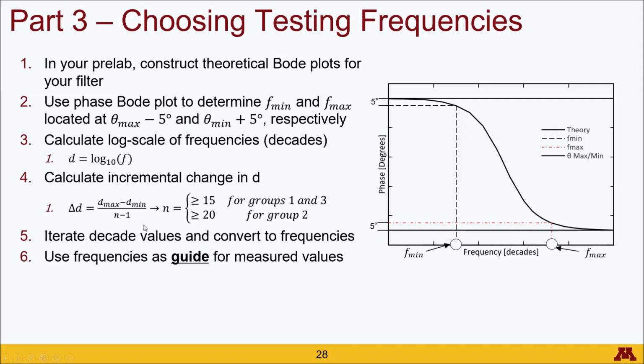plan to measure from. And so for groups 1 and 3, you'll want to have at least 15 samples, but for group 2, you'll want a few more because you'll actually have 2 roll-off regions, so you'll want to characterize your signal more carefully. And so once you've gotten this delta D calculated, you want to iterate those values out and then convert those decade values back into frequencies, and that will give you a list of frequencies to test with.